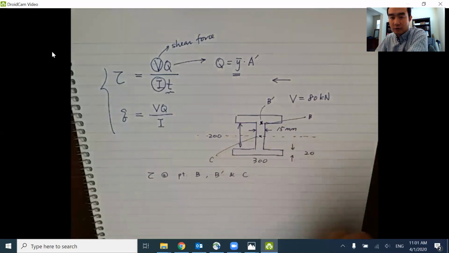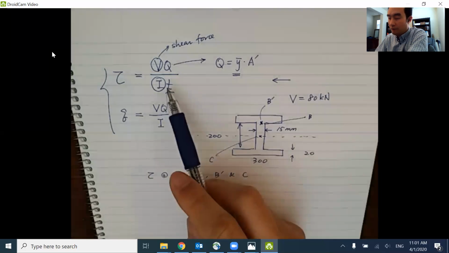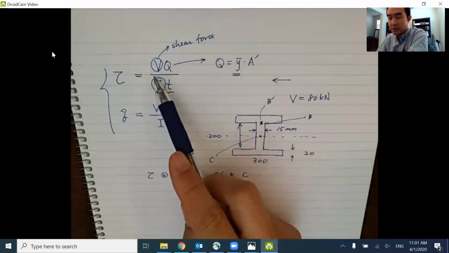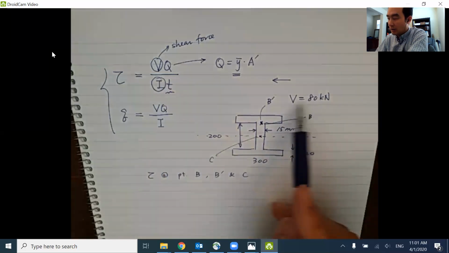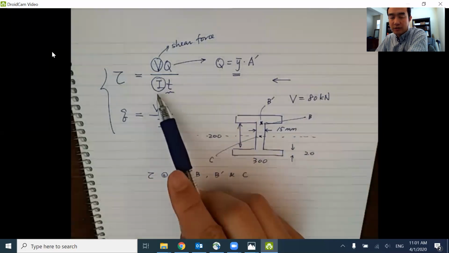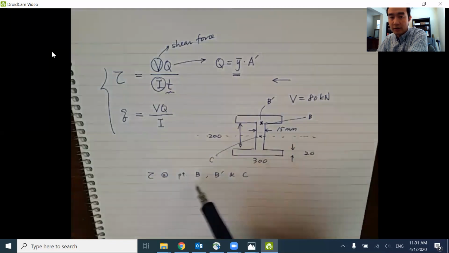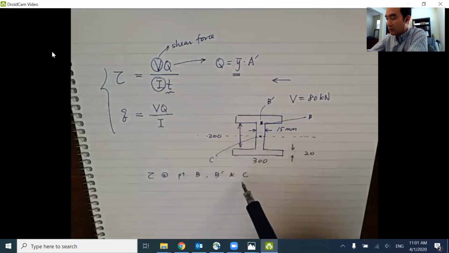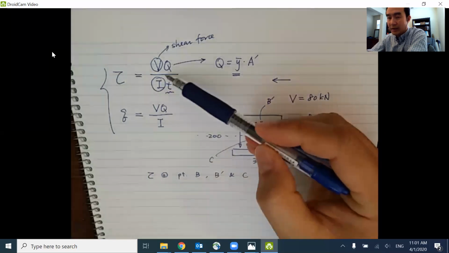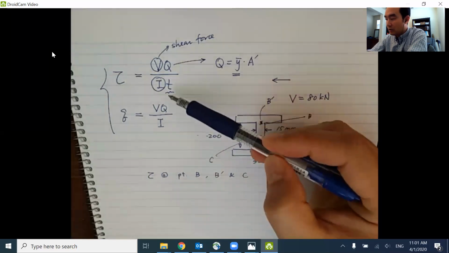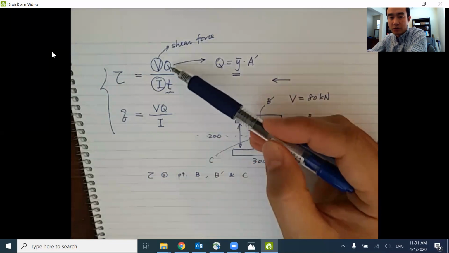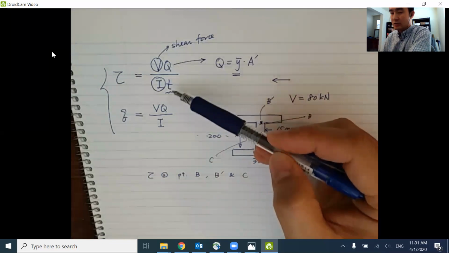And we're going to use this equation. And V, the given shear force, is 80 kilonewton. And moment of inertia, we can easily calculate it. And that should be a constant for all these 3 calculations later. So the variables are going to be this Q and T. So I'd like to focus on the calculations for this Q and T for each case.